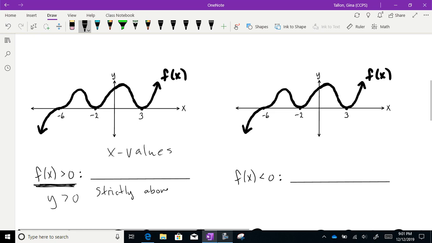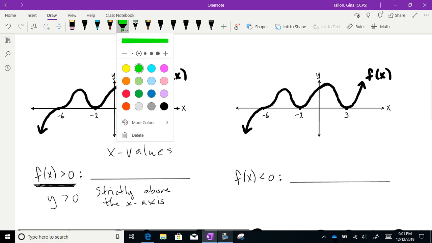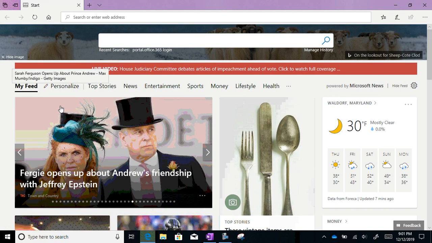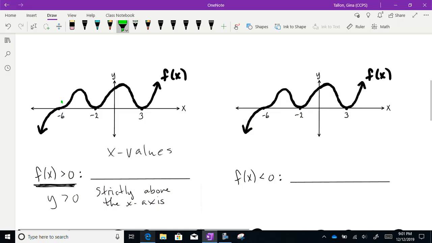And y greater than 0 means I'm looking for anything strictly above the x-axis, which means I do not want to use that -6, that -2, or that 3 in my solution. So I'm going to put a small arrow here. I do not want to include the -6. I do not want to include the -2, and I do not want to include the 3. This is how I'm indicating that I do not want to include those points, by wrapping those points in an open circle, because we know the open circle means do not include me.